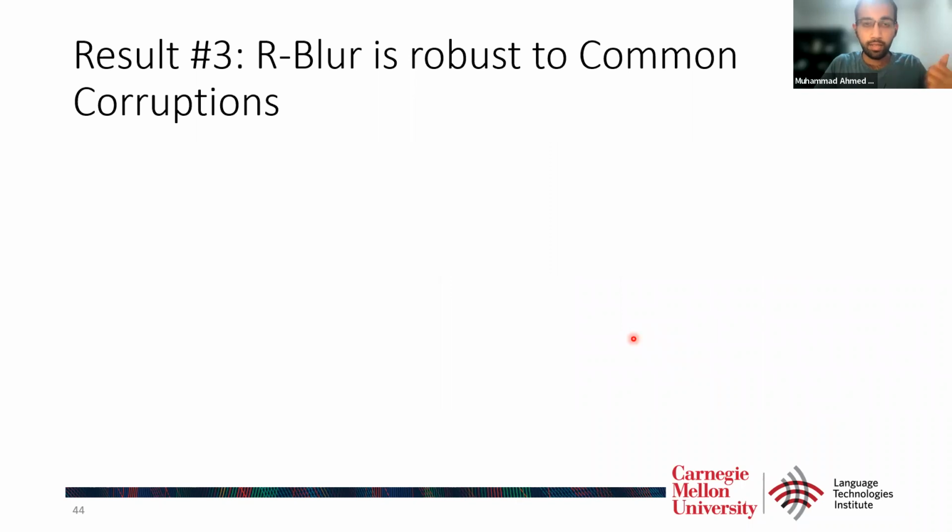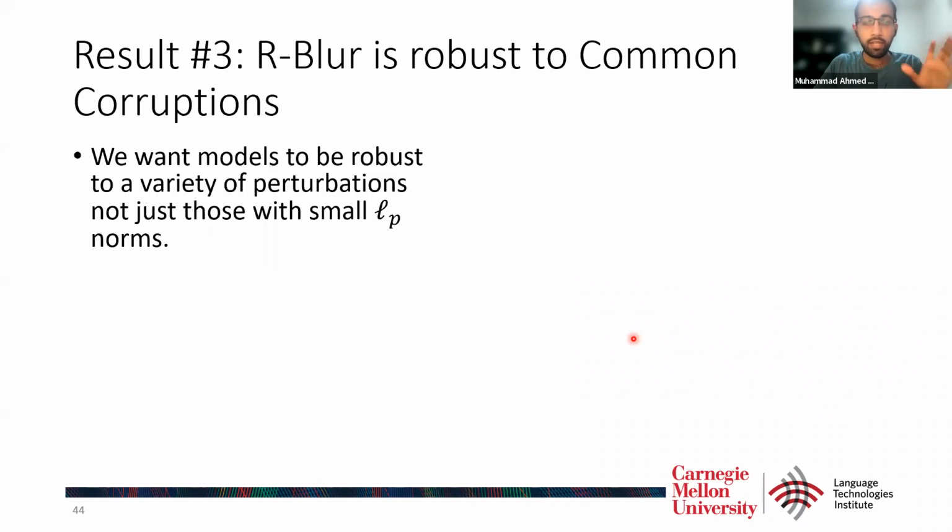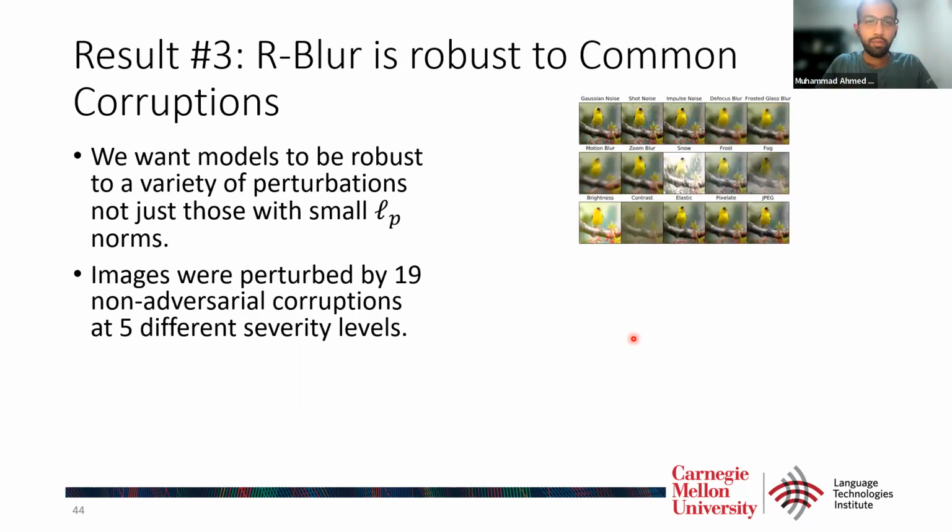Now the third result we have is that R blur is also robust to common corruptions. These are not adversarial corruptions, because as I mentioned earlier, we want our models to be robust to a variety of different types of perturbations, not just these small Lp norm perturbations, but even larger ones that humans are robust to. And so we evaluated our models on 19 different corruptions. These are not adversarial attacks, these are just common corruptions like noise.